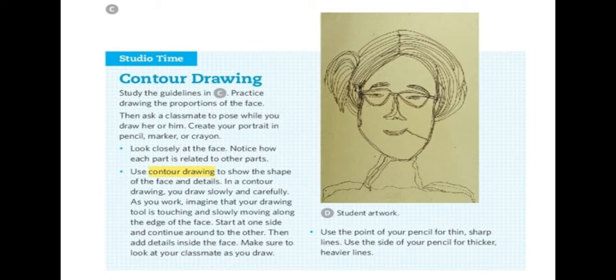In a contour drawing, you draw slowly and carefully as you work. Imagine that your drawing tool is touching and slowly moving along the edge of the face. Start at one side and continue around to the other. Then add details inside the face. Make sure to look at your picture as you draw. You can try using the point of your pencil for thin, sharp lines. Use the side of your pencil for thicker or heavier lines.